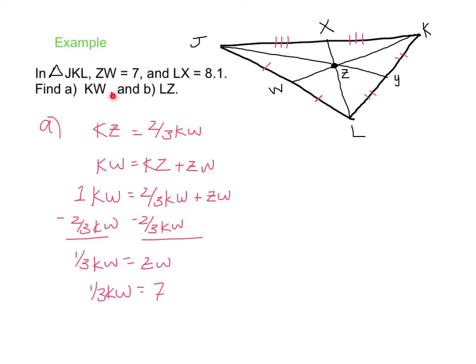Now we are searching for KW. So KW is equal to, how do we get that by itself? Right now we do the opposite. We have 1/3 times KW. So we want to multiply this by 3. Multiply it by 3. 7 times 3 is 21. And thus the length of KW is 21.